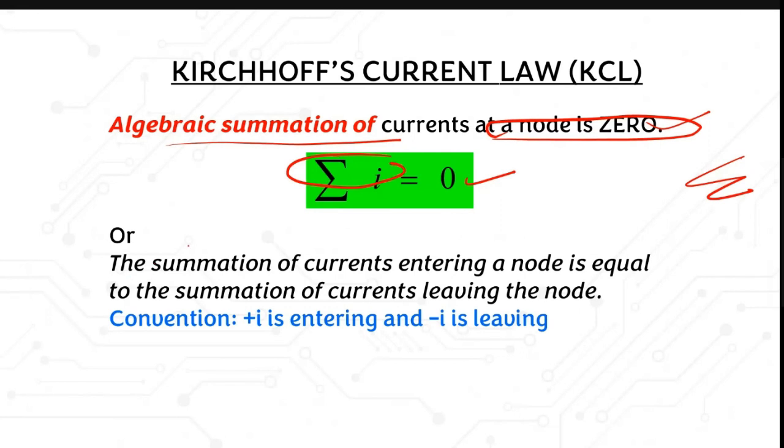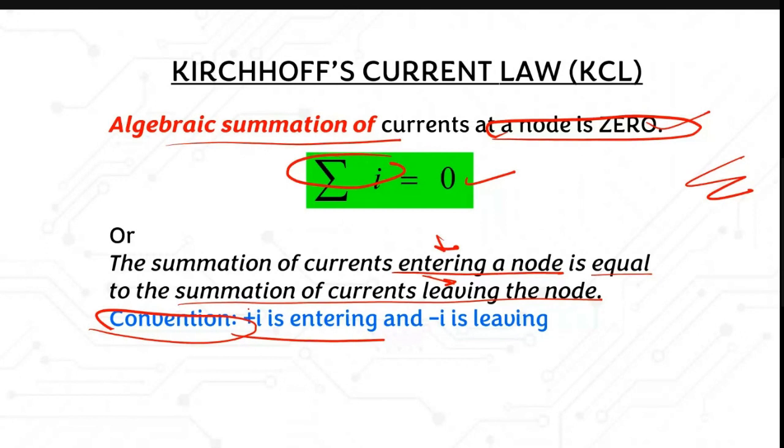Or the other definition for KCL is that the summation of current entering the node is equal to the summation of current leaving the node. For this entering and leaving current, I always like to use the convention sign: for the entering, I use a positive current, and for the leaving, I use a negative current.